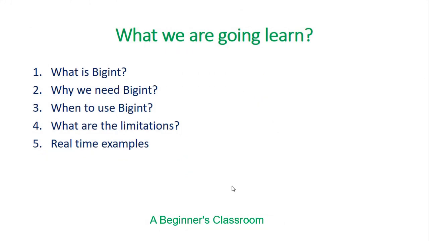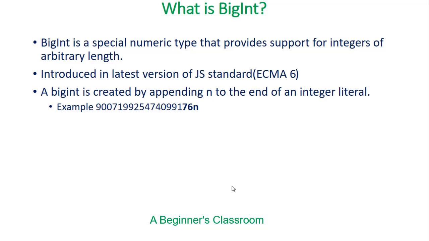In this video, we are going to learn about what is the Bigint primitive data type, why we need to use Bigint, when to use Bigint, and what the limitations are with real-time examples. Let's start the learning. What is Bigint? Bigint is a special numeric primitive data type that provides support to use bigger numbers. It was recently introduced in JavaScript version 6.